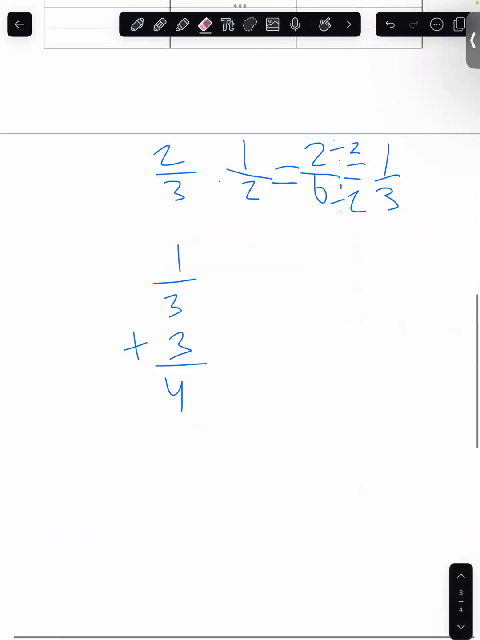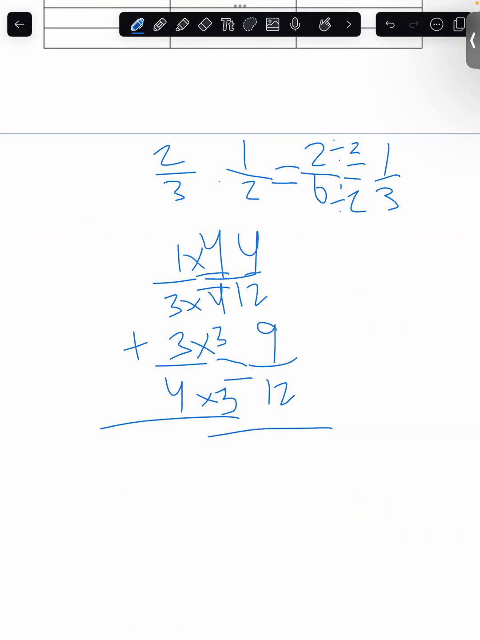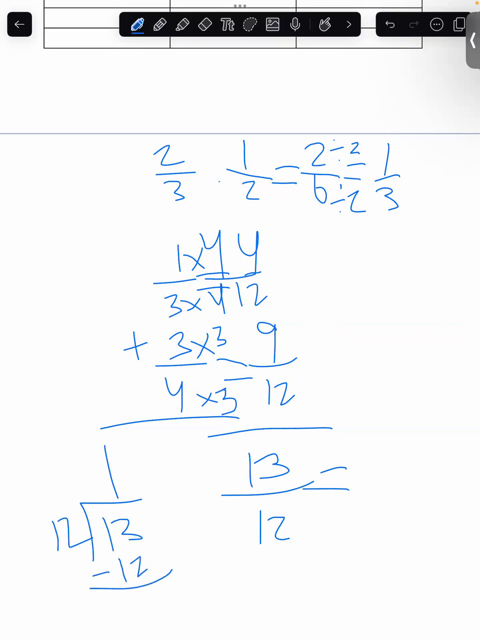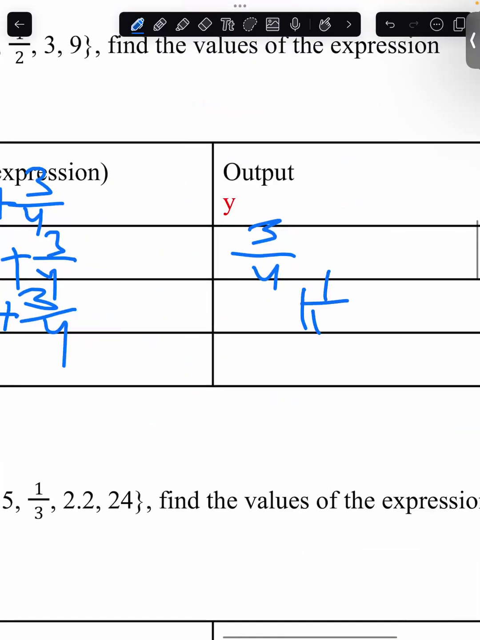Okay, so here we need a common denominator. That's going to be basically finding equivalent ratios with seeing what the multiple is. That's going to be 12. 3, 6, 9, 12, 4, 8, 12. So this is times 3, same thing on the bottom and the top. This is times 4, same thing on the bottom and the top. Okay, so 4/12 plus 9/12 is 13/12, which if you divide, put the top dog in the doghouse, that's the way I like to say it. So it's 1 and 1/12.